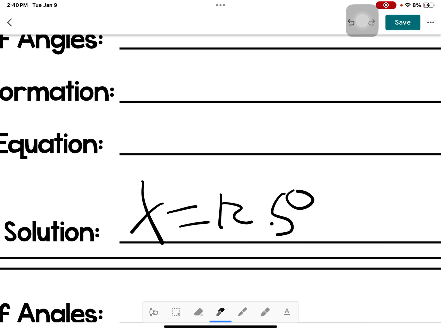Alright, so do you guys understand what we're doing here? Yes, Miss Abbott. Alright, do you want to do one more together? Well, actually, what do we think about this one?